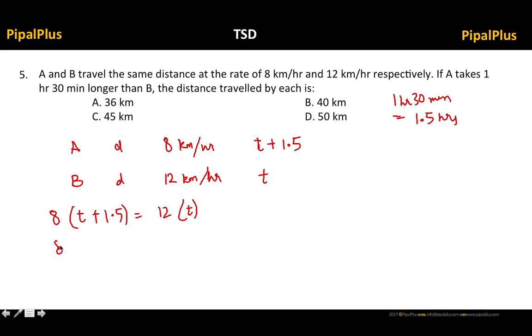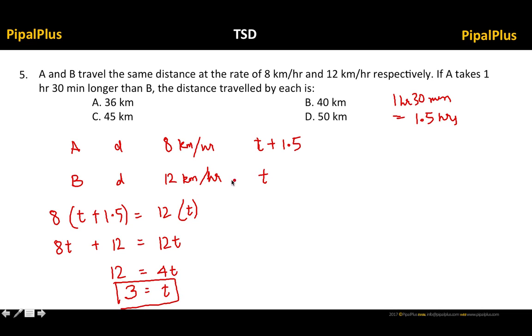So we get 8T plus 8 into 1.5, which is 12, and this equals 12T, right? So if I bring 8T to the right hand side, it gets subtracted from 12T and I get 4T on the right hand side equals 12, which is what is left on the left hand side. So T is 12 divided by 4, which is 3, right? So B is covering this distance in 3 hours.